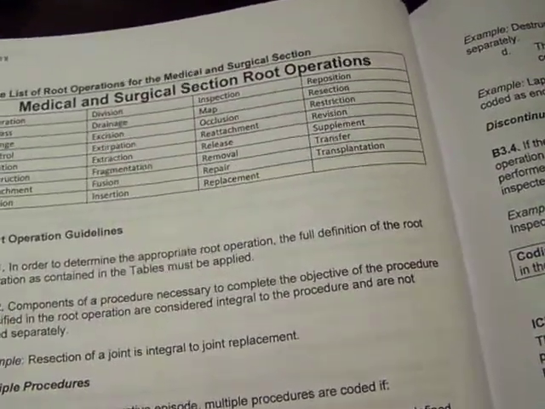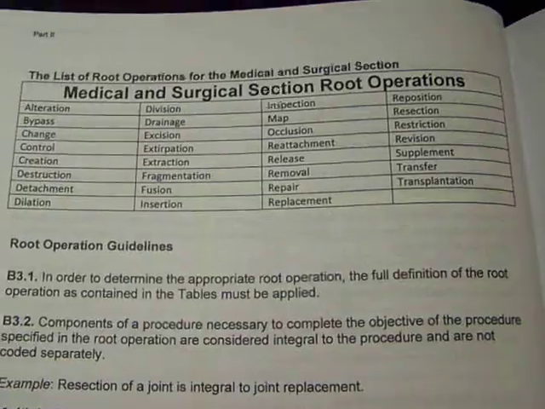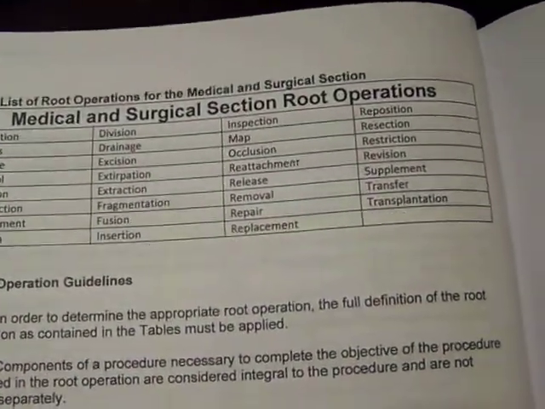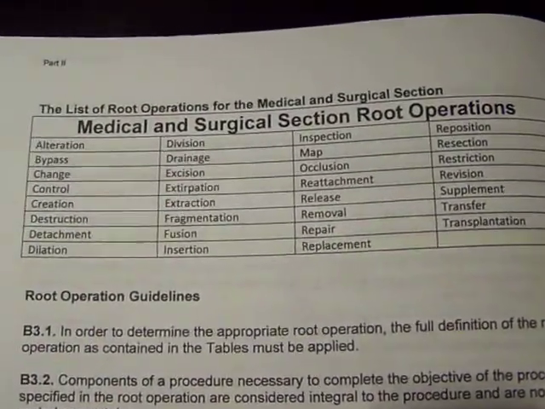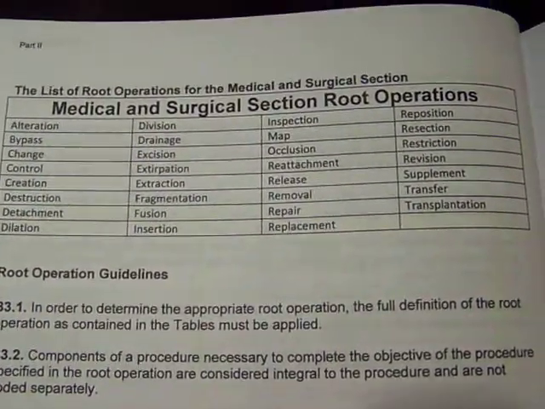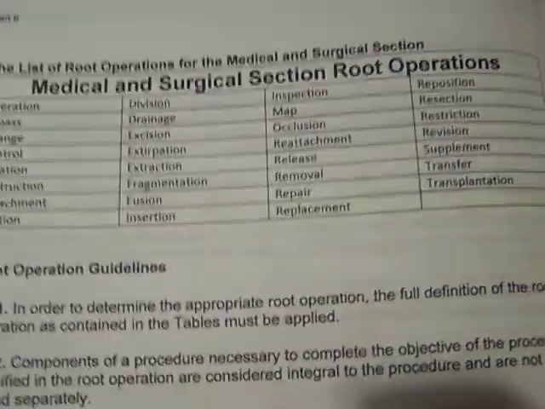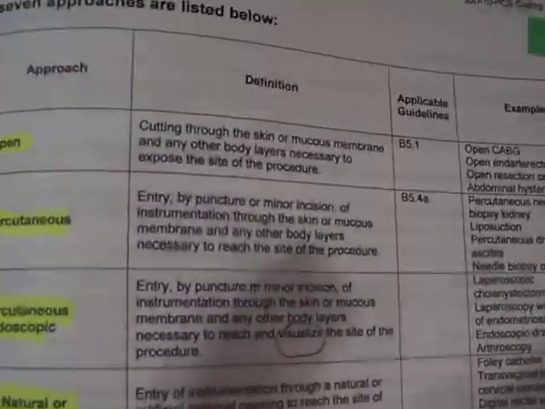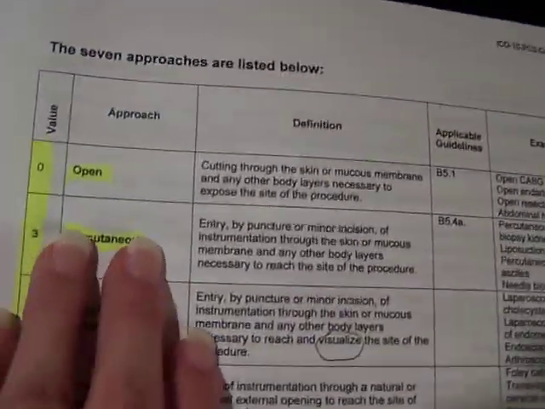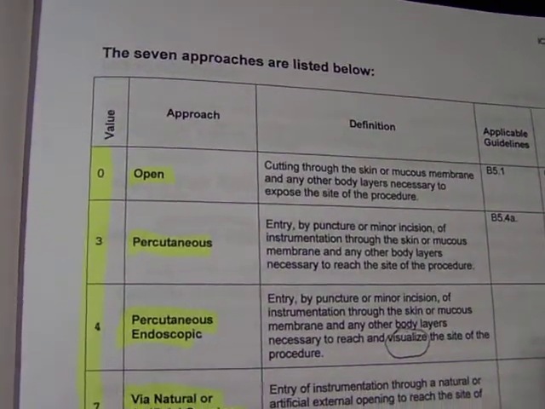Okay, then after we go through our root operations, and I will post something on the website or on the InAngel that has what the definitions for each one of these are. Then we go to our fourth digit, which is the body part. That's pretty self-explanatory. You guys can figure that one out. Then we go to our approach. We have this wonderful table, and I guess I can't turn this sideways, sorry about that. We have this table here that outlines what the values are for each one of these approaches.